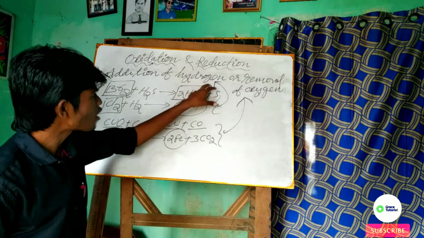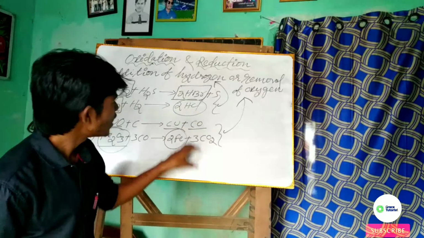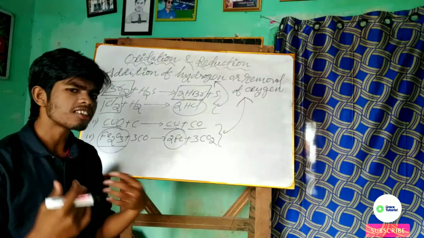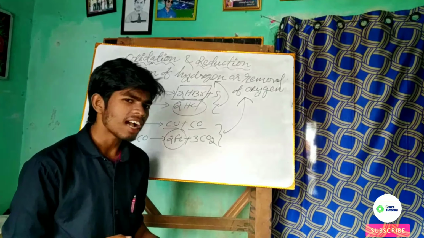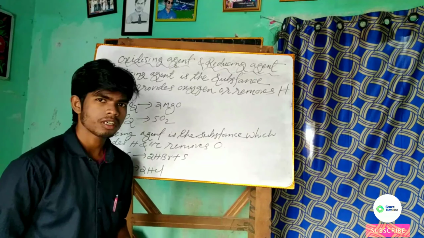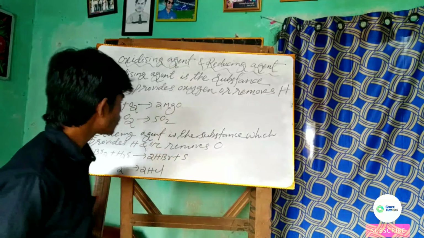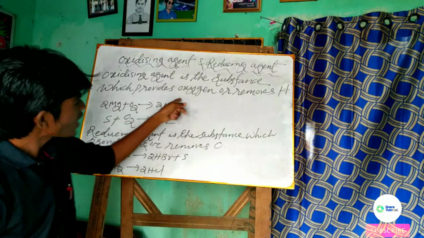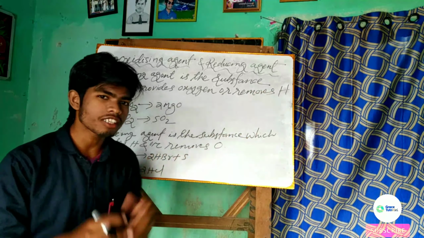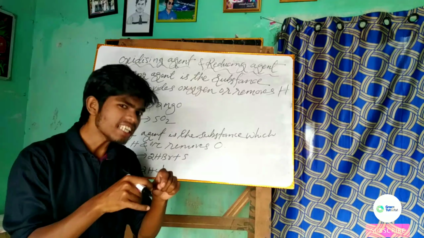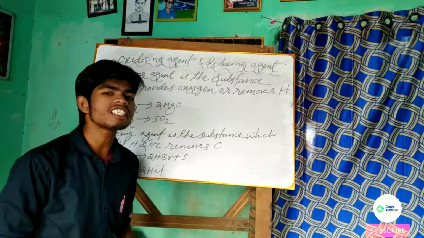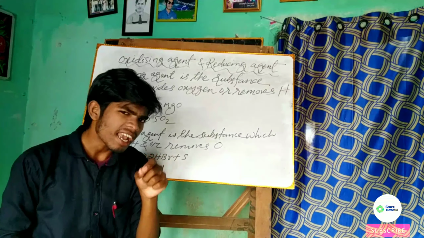The addition of hydrogen or the removal of oxygen is known as the reduction reaction. Now we need to discuss the oxidizing agent as well as the reducing agent. So what is this oxidizing agent? Well, the oxidizing agent is the substance which provides oxygen or removes the hydrogen. That means the substance which is used to carry out the oxidation is basically called the oxidizing agent.